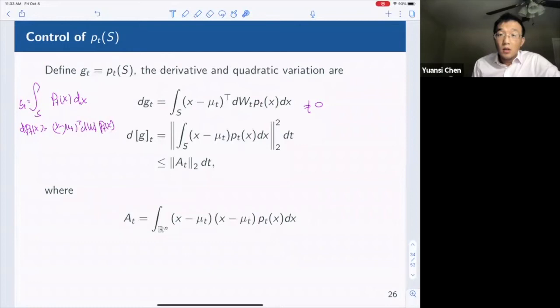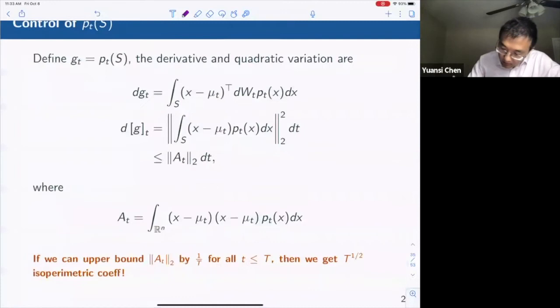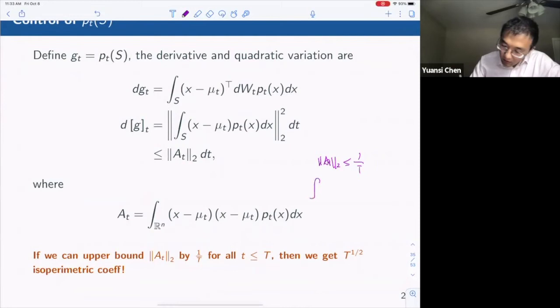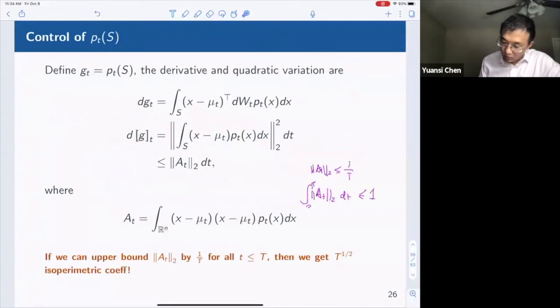Okay, any questions? Okay, in addition, if you can upper bound AT by 1 over capital T for all time up to time T, meaning the norm of AT is less than 1 over T, then if you integrate this norm of AT from 0 to T, it's less than 1. Less than 1, so this quadratic variation is of constant order, then this PTS will be of constant order, meaning that this part will be controlled as a constant. And the only isoperimetric coefficient is this time t, how long you can run it. So you will get t to the 1/2 isoperimetric coefficient using Eldan stochastic localization.